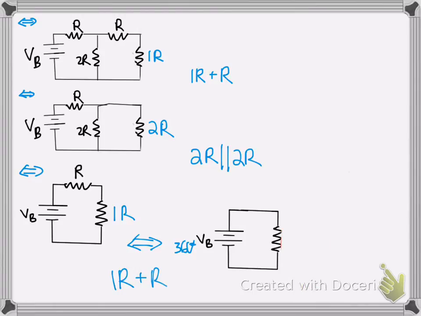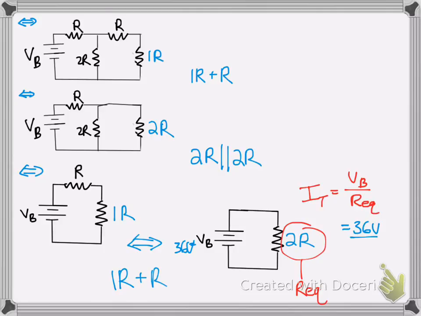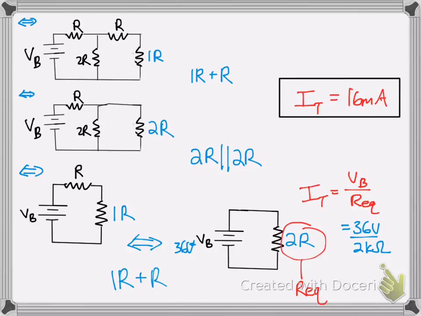By the way, the battery volts was given as 36. Thought I'd write that real quick. So now that's our R equivalent. So we found the total resistance in this circuit. Now let's find the total current. So the total current, I, is the battery over the equivalent resistance. So we have 36 volts over 2 kilo ohms, because R was given to be 1 kilo ohm. So now we have our total current is 16 milliamps.